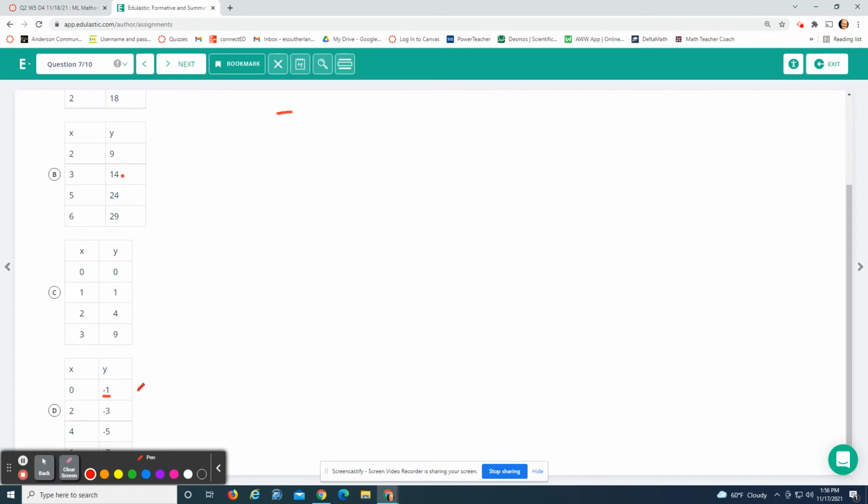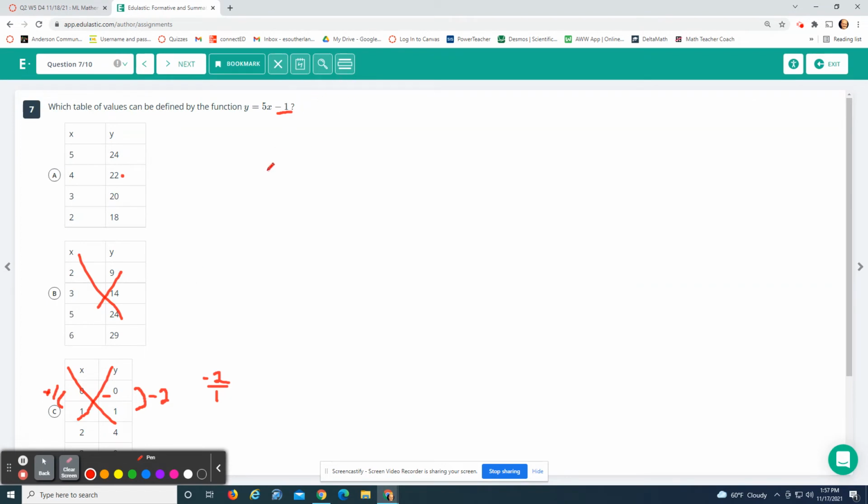So what we do is the change from here to here is minus 2. And the change from here to here is plus 2. Well, that gives us a slope of negative 2 over 1. Well, that doesn't work. So now we have to go back through and check these other ones. So we know it's not D. I also know it's not C because it has a y-intercept of 0, and we said ours was negative 1.